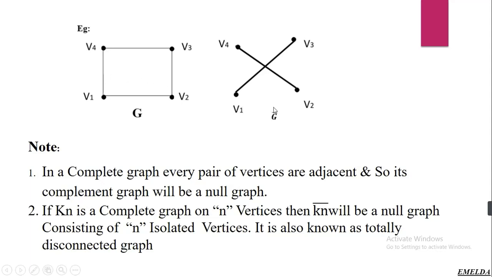The complement of G is G bar, in which I have taken all the vertices V1, V2, V3 which are in G, but the edges which are in G are not in G bar. That is, if any two vertices are adjacent in G, they will not be adjacent in G bar. Here, using the complement graph, I have listed some properties. In a complete graph every pair of vertices are adjacent, so the complement of a complete graph will be a null graph. Suppose Kn is a complete graph on n vertices, then the complement of Kn will be a null graph consisting of n isolated vertices. It is also known as a totally disconnected graph.